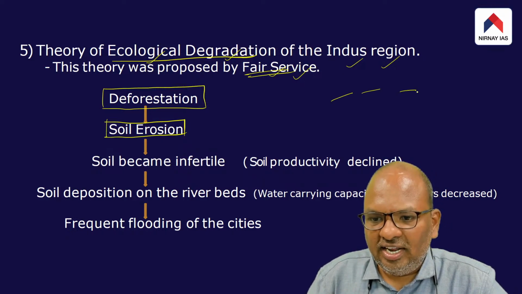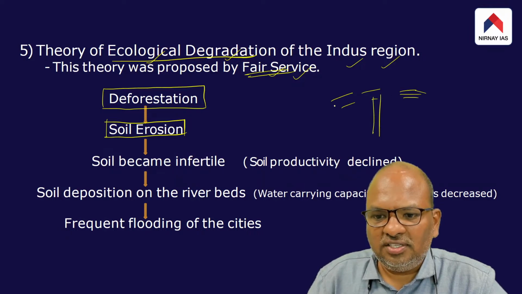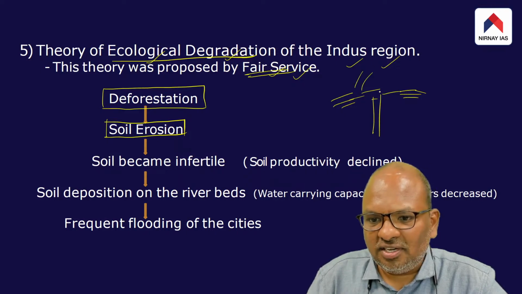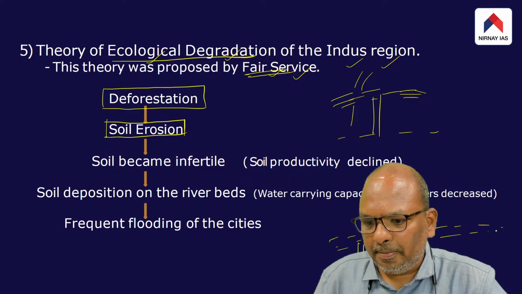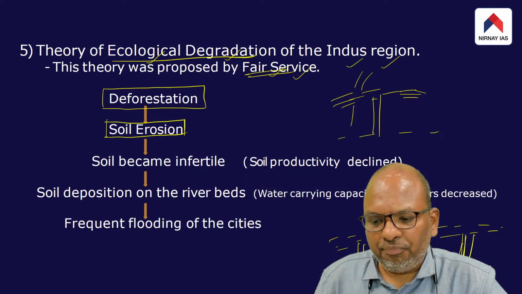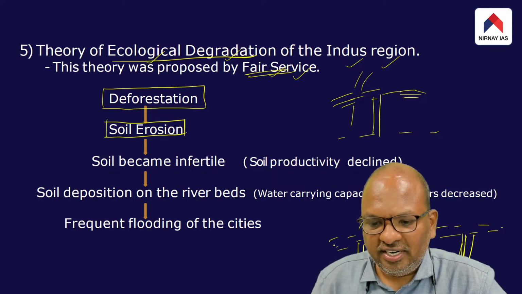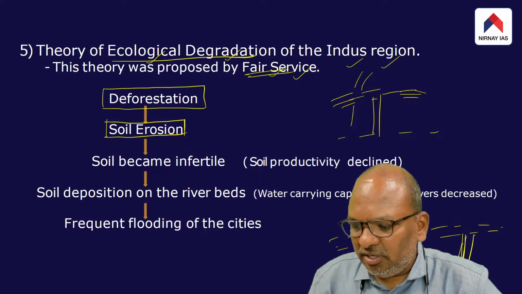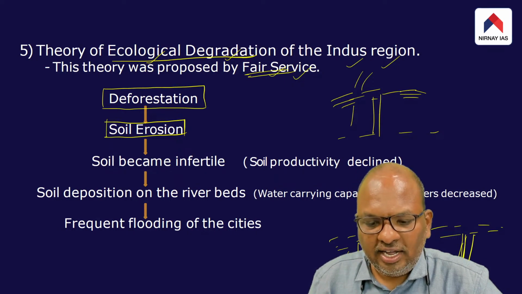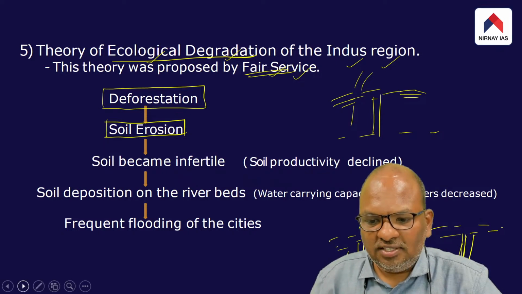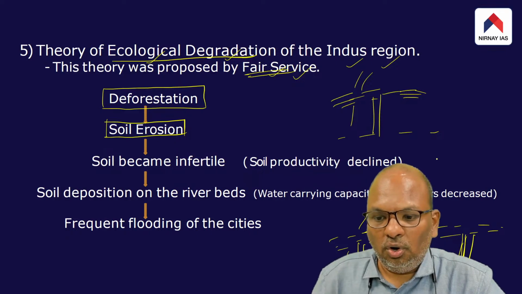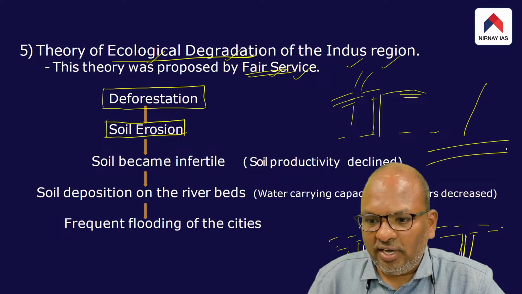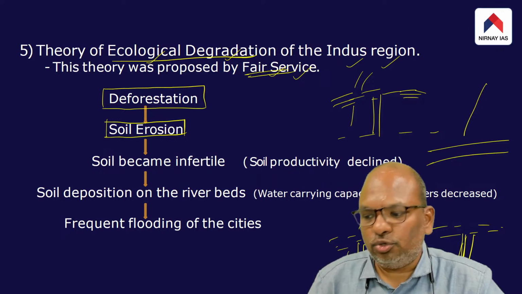When there is a large tree cover, the rainfall first hits the tree canopy, the leaves of the trees. Thereafterwards, the rainwater hits the soil. So wherever there is a large tree cover, soil erosion does not occur. But if there is no tree cover, the rainwater directly hits the soil, leading to soil erosion.